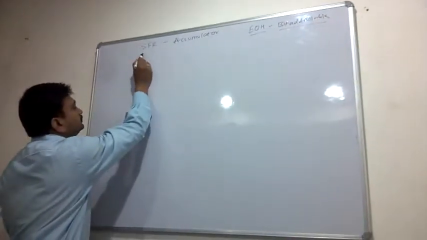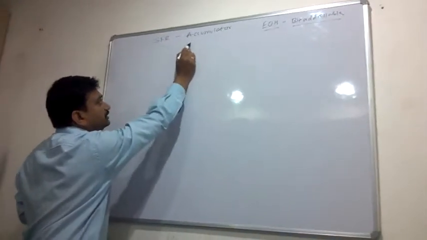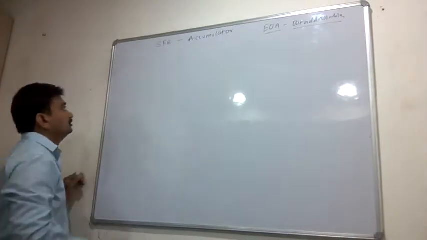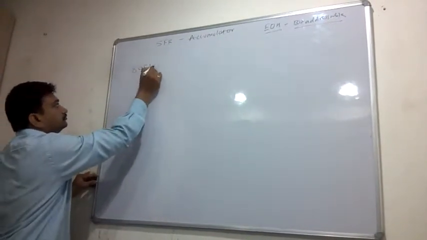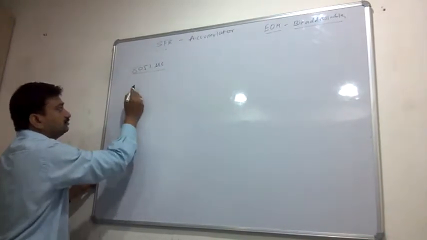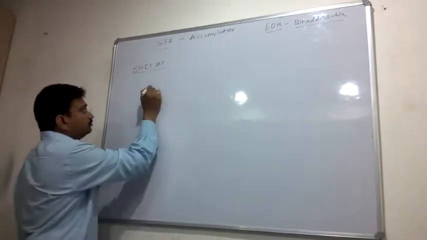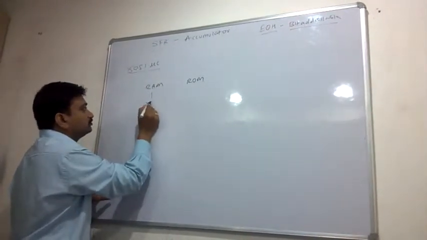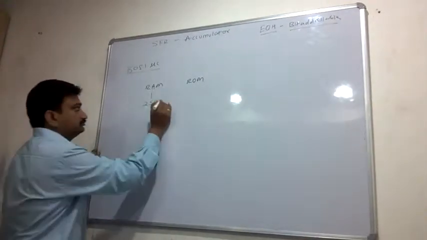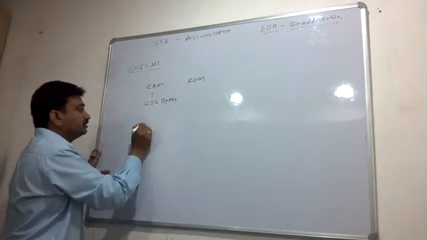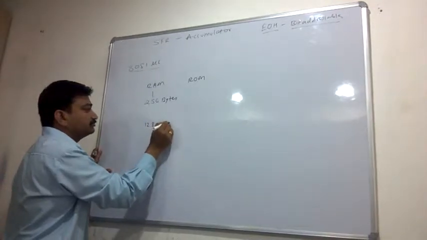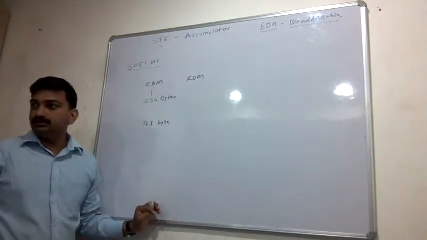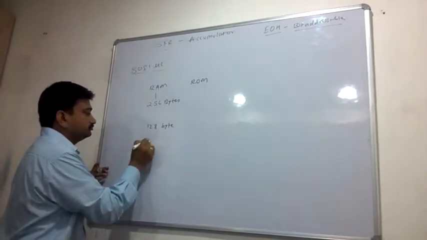In this lecture, we will see what the SFRs are, and the SFR accumulator. In the 8051 microcontroller, there are many registers. There is a RAM and ROM. Actually the memory is 256 bytes, but in future we say that it is only 128 bytes. So where is the remaining 128 bytes?